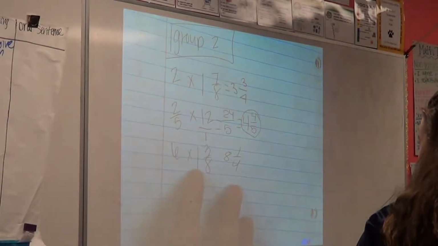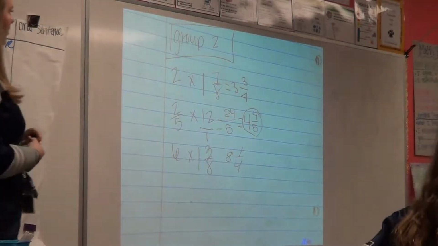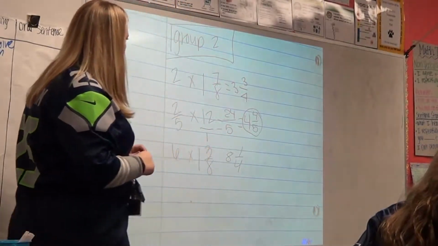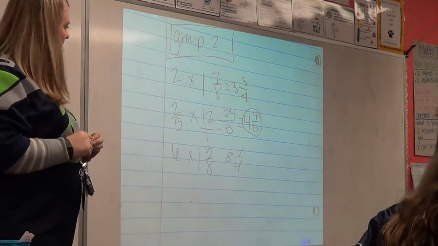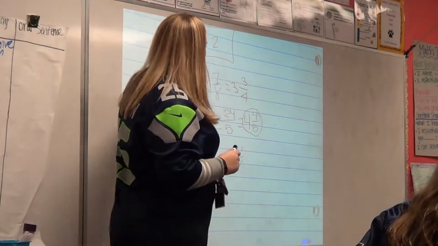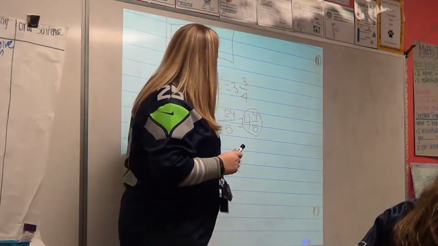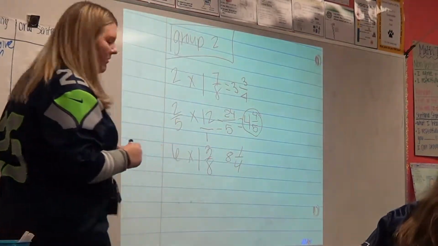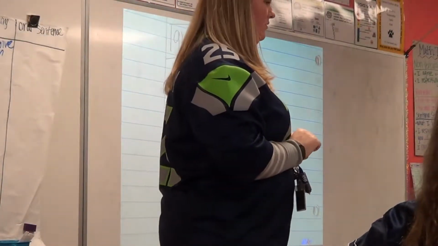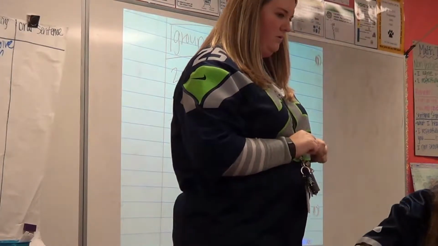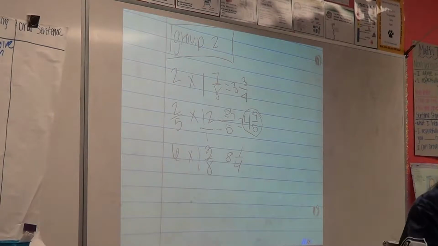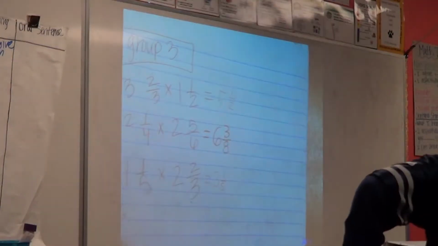Okay, let's look at group 2. What do you notice group 2 has in common, Hakeem? It's whole number times mixed number and fraction times whole number. Okay, so whole number times a fraction, whether it be a mixed number or a regular fraction. What would be an example that we could add to that group? McKenna? 3 times 1 and 3/5. Yeah. Okay?